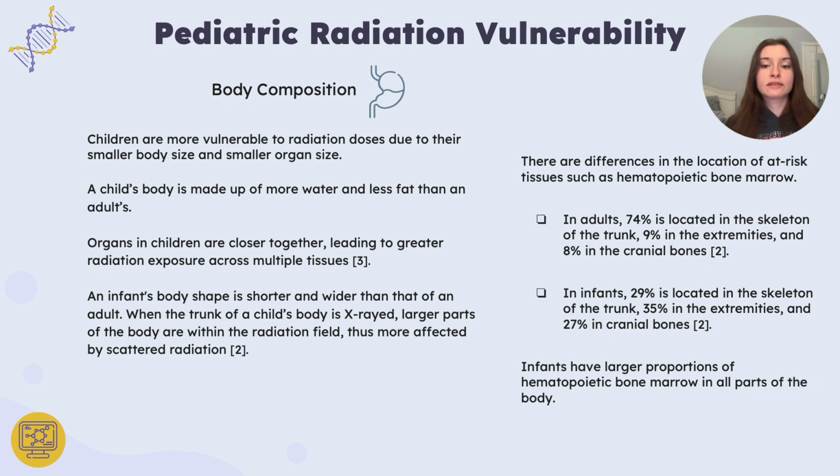So in adults, 74% is located in the skeleton of the trunk, 9% in extremities, and 8% in cranial bones. In infants, 29% is located in the skeleton of the trunk, 35% in extremities, and 27% in cranial bones. So this means that infants have larger proportions of this at-risk tissue in all parts of their body.